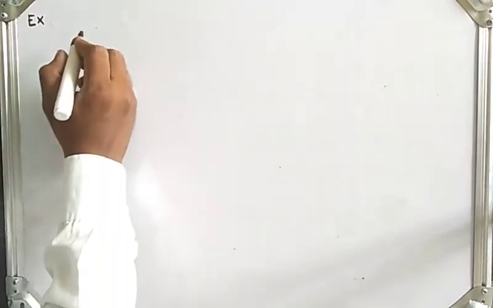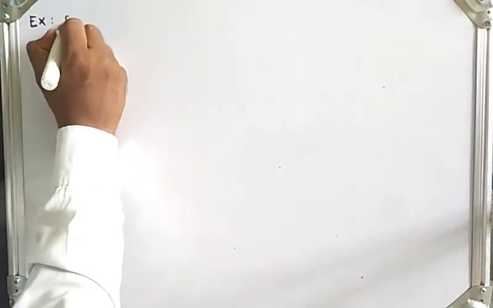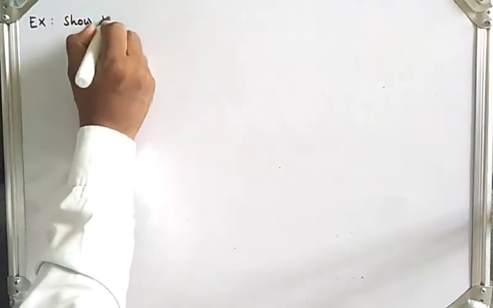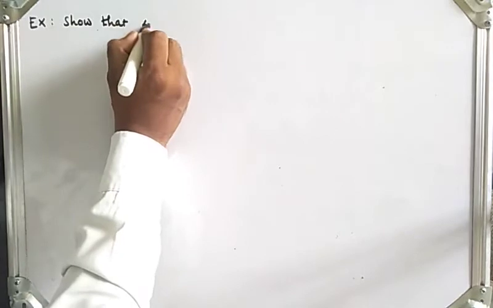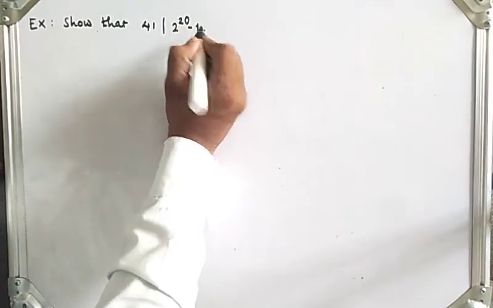Hello students, in this lecture we will see examples. So let's see examples on congruences. Show that 41 divides 2 raised to 20 minus 1.